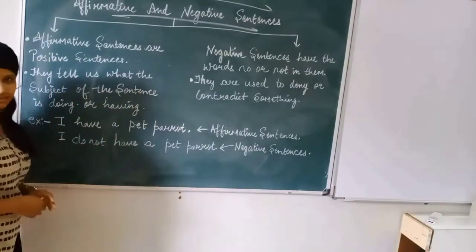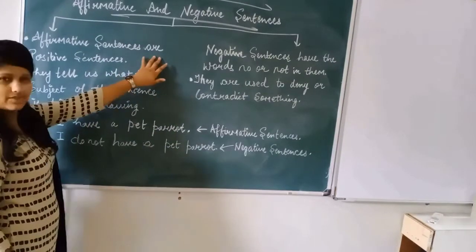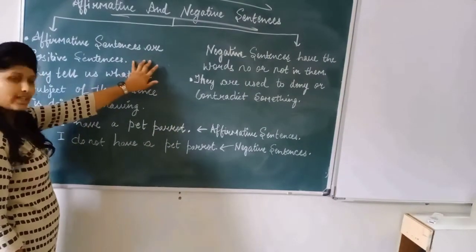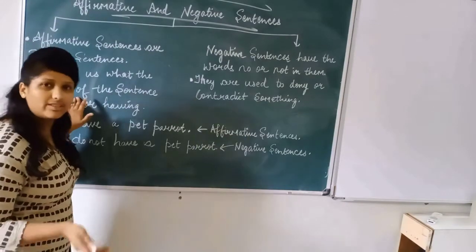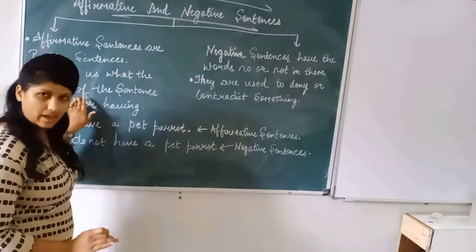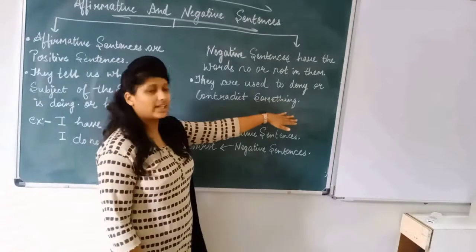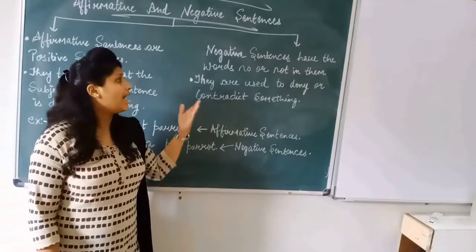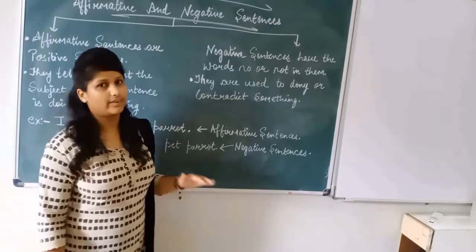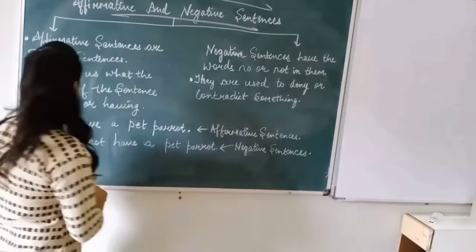So I am going to repeat once again. Affirmative sentences are positive sentences. They tell us about the subject, what the subject is doing or having. Negative sentences have no or not in them, and they are used to deny or contradict something.